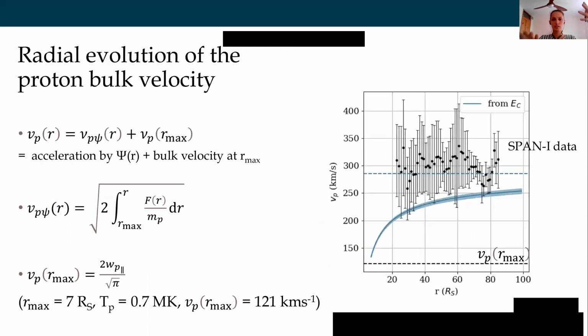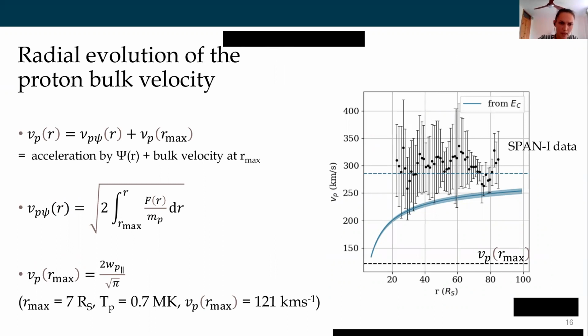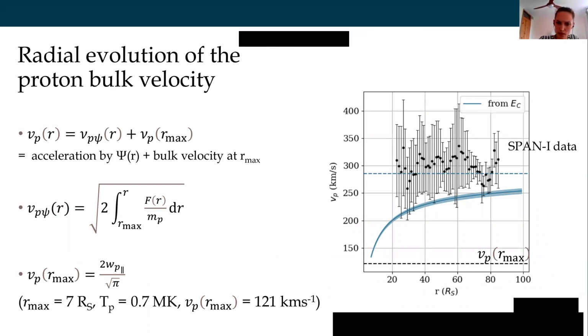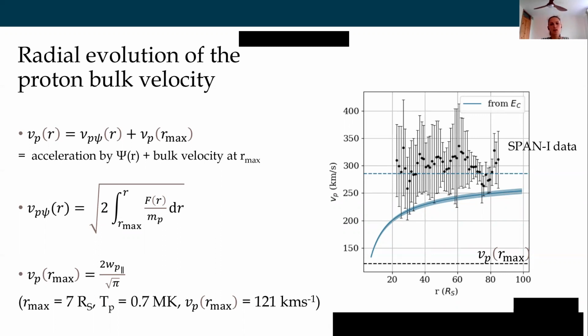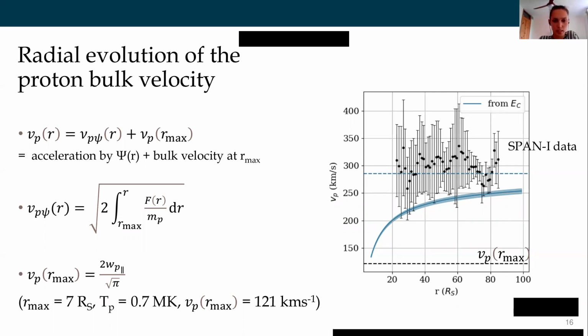If we integrate this curve now, we can obtain the velocity gained by the solar wind protons through this ambipolar electric field. In this plot, I show this proton velocity, which consists of two parts. One is the acceleration by this ambipolar electric field. And the second contribution is just the bulk velocity that was estimated at Rmax. This is a very simplified way of putting it, but I wanted a very simple and crude estimation of the contribution of ambipolar fields to the solar wind acceleration.